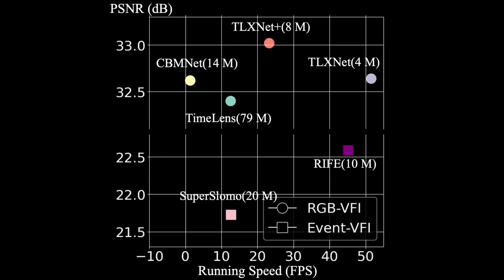We compare methods on our HQ EVFI dataset here. Our TXL net is the fastest and most lightweight net with results competitive with event VFI methods, while TXL net plus outperforms all baselines. Comparisons show the effectiveness and efficiency of our algorithms.